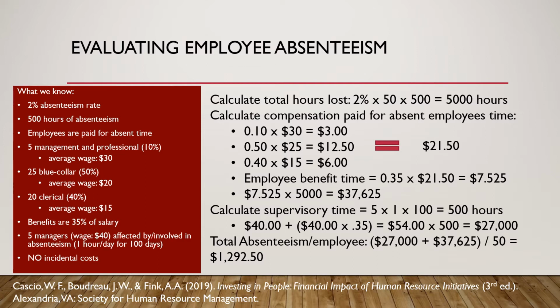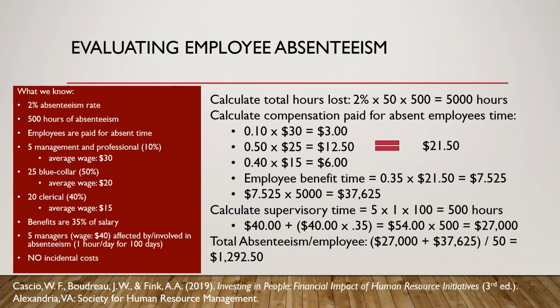We multiply our absenteeism rate by the total number of employees multiplied by the number of hours of absenteeism. Here we get 5,000 hours. We then have to calculate the compensation paid for absent employees' time. We do this by utilizing the breakdown of employees within the workforce, and we multiply that by their wage.